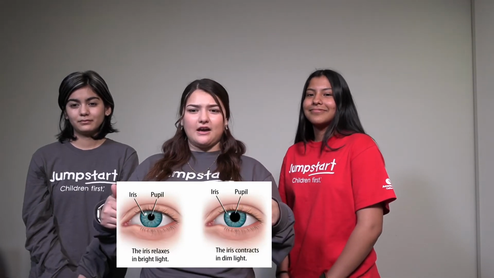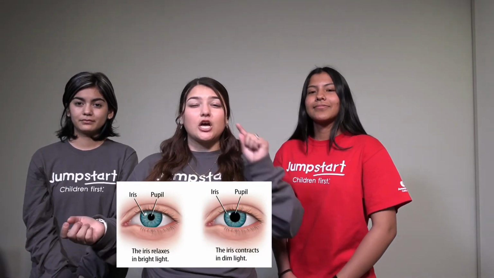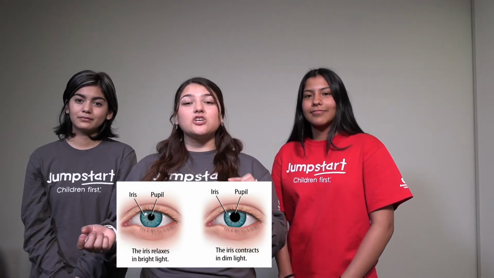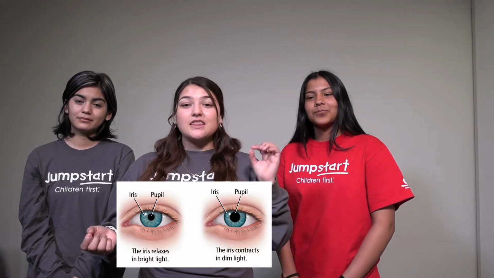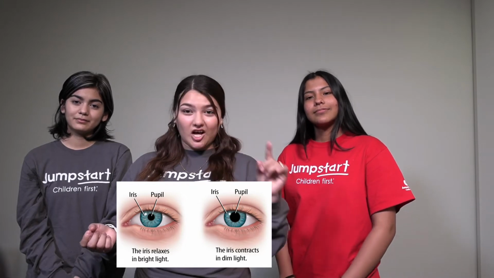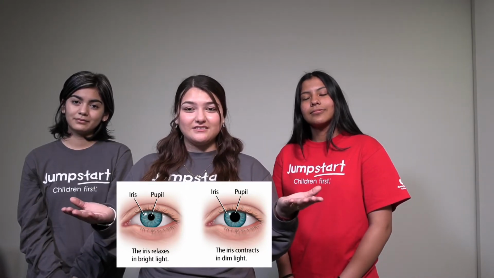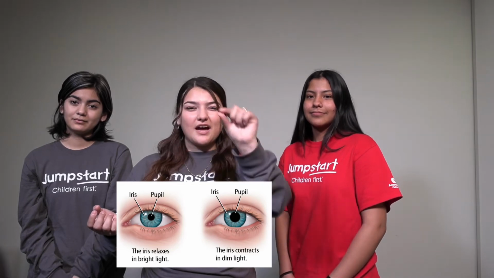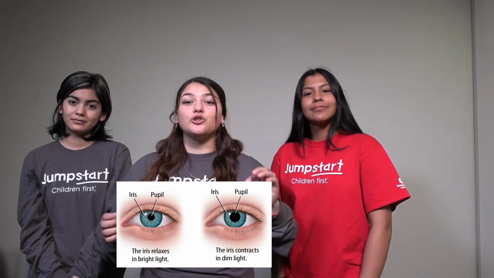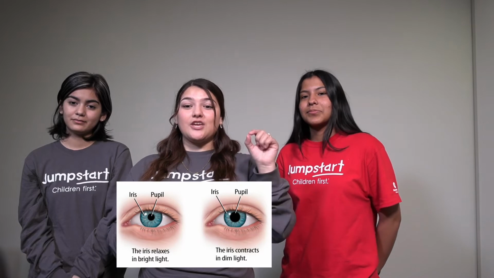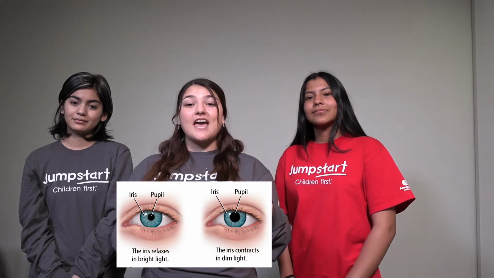So here we have an eye. And you can see that the color part of the eye is called the iris. The iris can be many colors depending on your genes. Inside the iris, we have a little black dot, and that's called the pupil. The pupil can either get bigger or smaller, and that's called dilating. For example, when you wake up in the morning, it's really bright, so our eyes are dilating because it's getting used to the light or trying to relax.